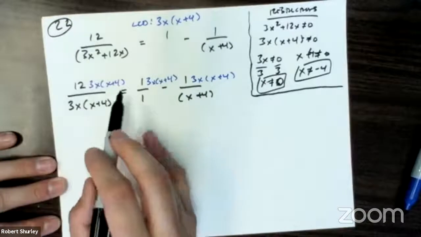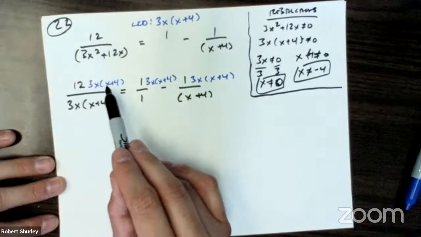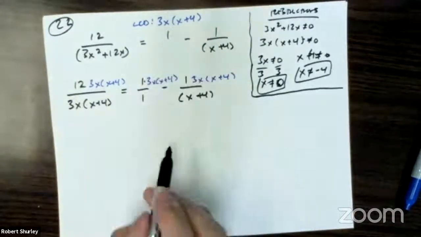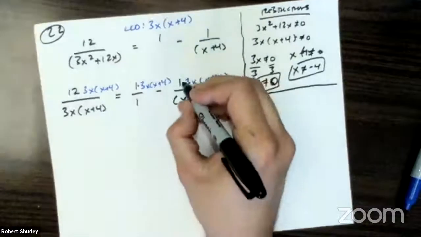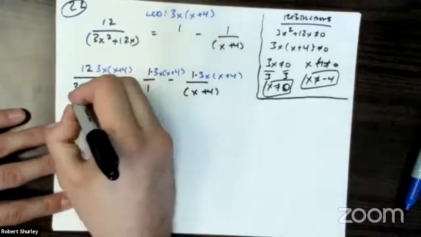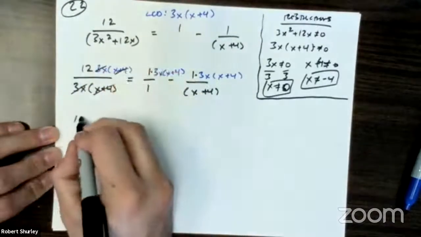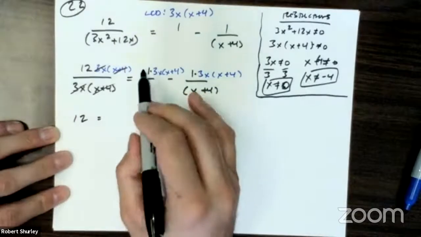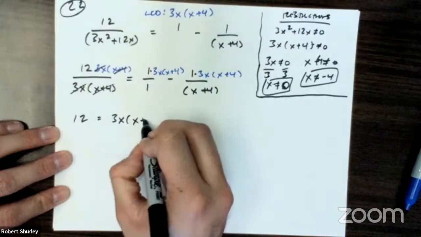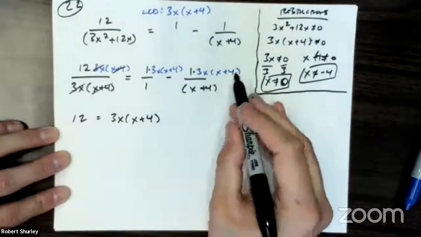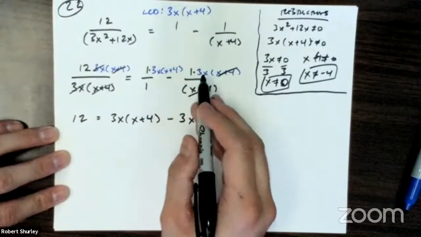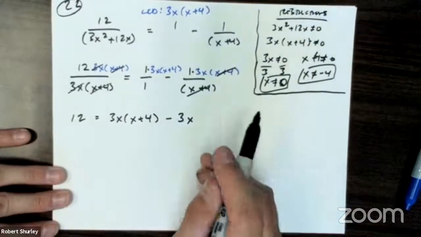So when you multiply every single one by 3x times x plus 4, that's not a 13, that's a times. Same here. This first fraction is going to cancel, right? The denominator cancels everything out, so you're left with just 12. The second one is just a 1, so we're multiplying it by 1, and it leaves us with 3x times x plus 4. And for the last one, we get rid of the x plus 4, and you're left with minus 3x. Don't forget the minus sign. Then you've got 3x left over.